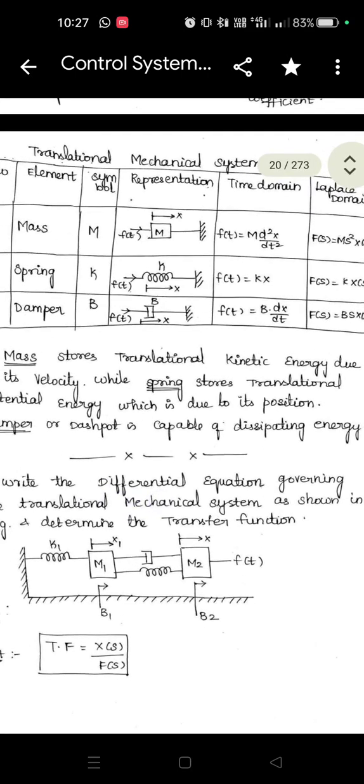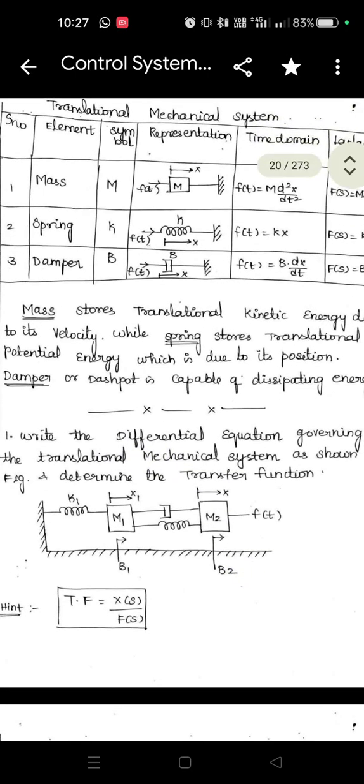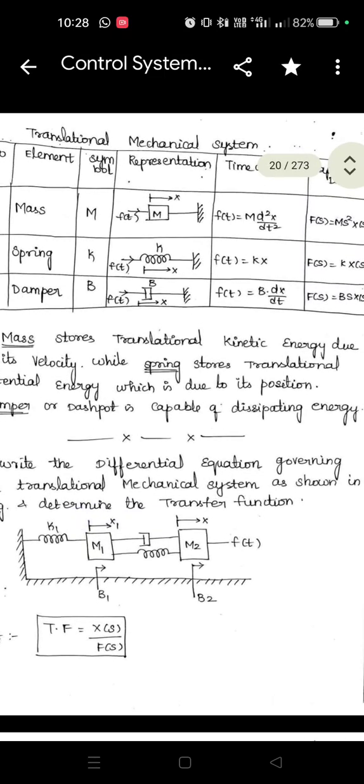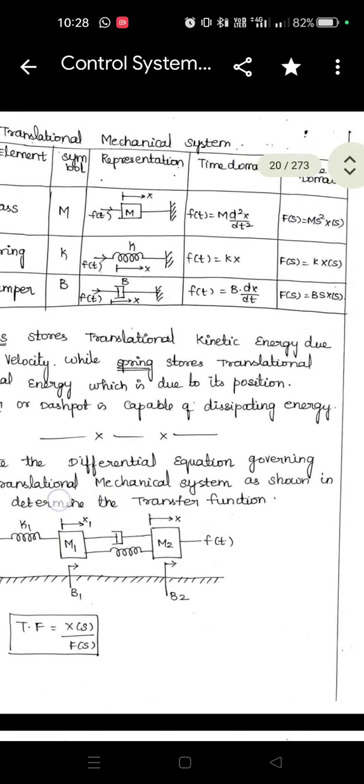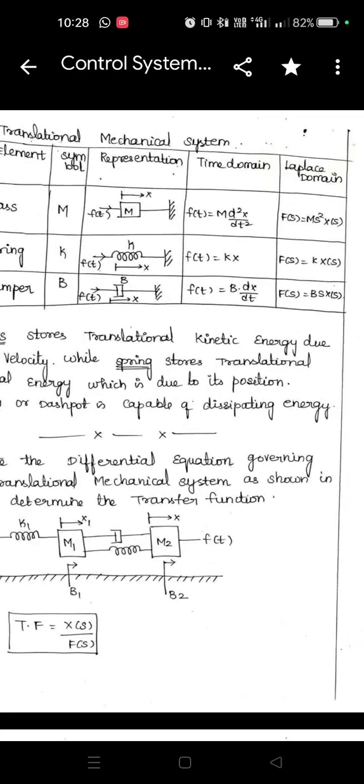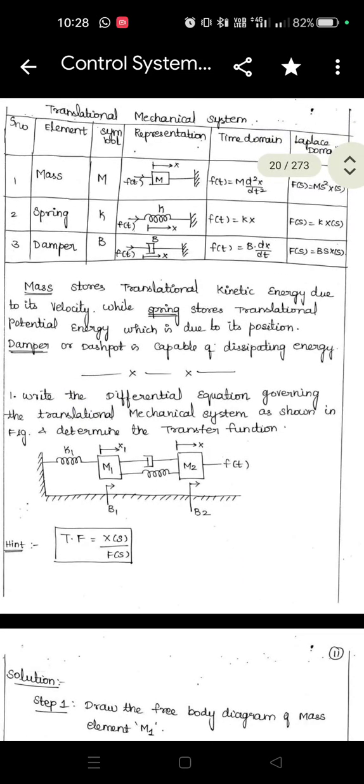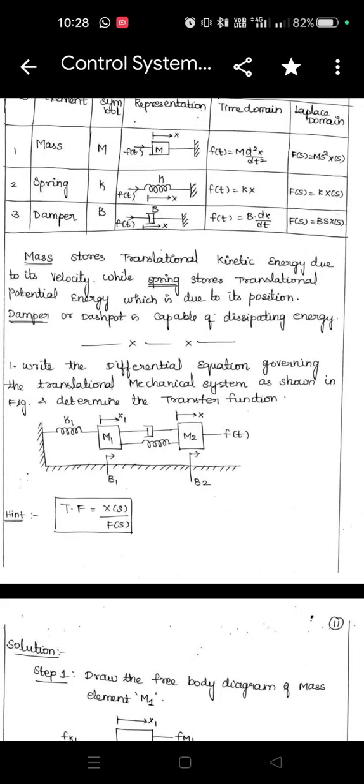X of s. And the third one is a damper or dashpot. The symbol is B. So f of t is your input and x is your output term, the displacement. So f of t equals b into dx divided by dt. In Laplace domain, F of s equals b into d by dt replaced with s, so s into X of s. Here, mass can store translational kinetic energy due to its velocity, while spring stores translational potential energy due to its position, and damper or dashpot is capable of dissipating energy.